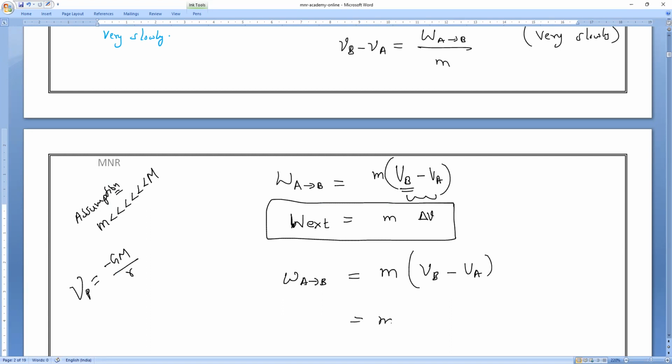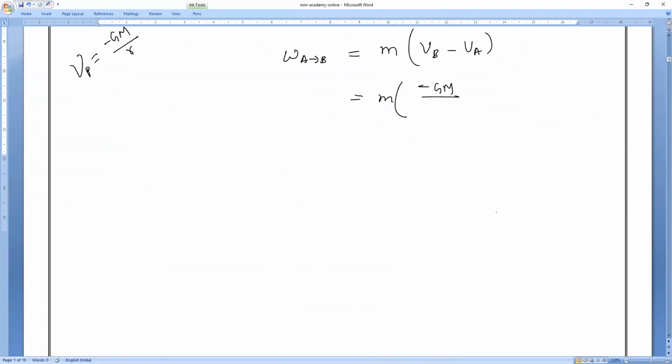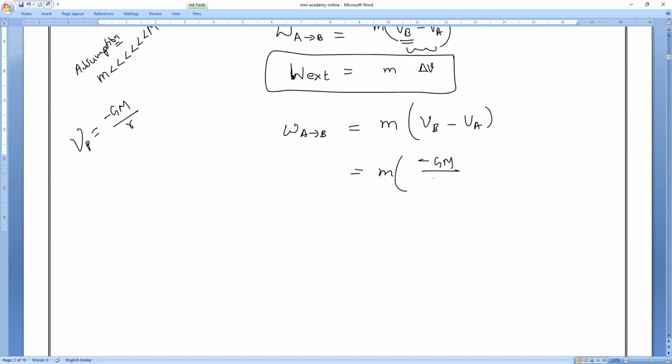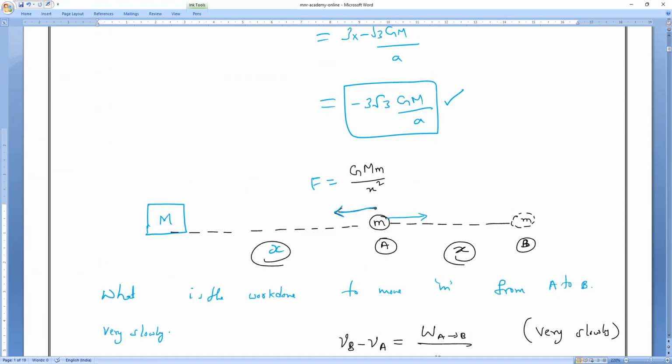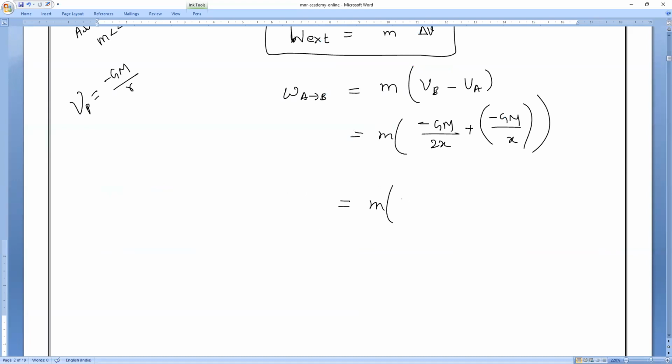Can you tell me what is the potential at B? VB means minus GM divided by R. What is the R from the mass M to point B? X plus X, which is equal to what? Yes, 2X. Next, VA is minus GM divided by how far? A is X meters away. Am I right or wrong? So m into minus GM divided by 2X.